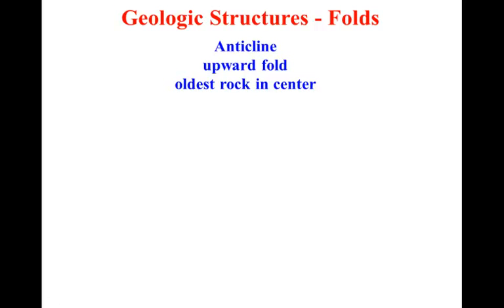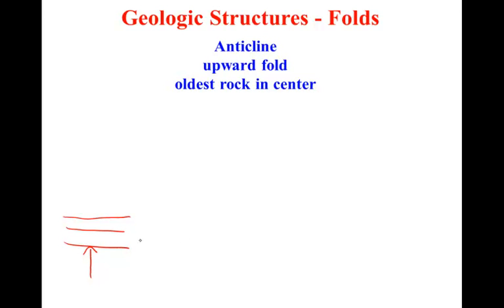In this clip, we're going to talk about different types of geologic structures and what those geologic structures look like on a geologic map. The simplest type of geologic structure is a fold. There are two basic types of folds. The first is called an anticline. An anticline is one where rock layers have been squeezed upward.